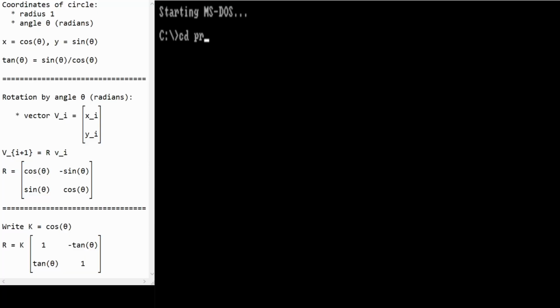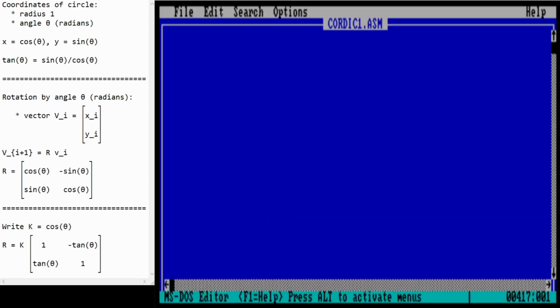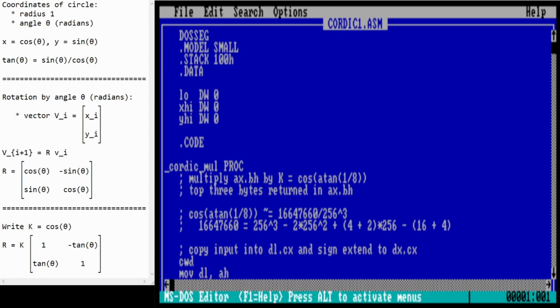Well, it's time to have a look at the code that I've written for this, and I've called this Cordic1.asm. It's a hard piece of code because it has to do approximations. After all, that k value is cos of theta, which is certainly fractional, it's not an integer.